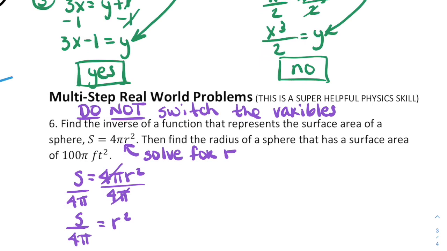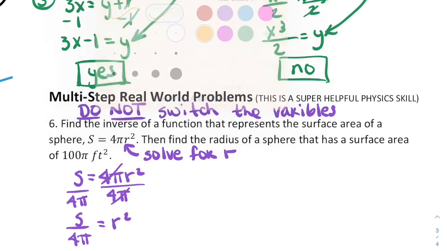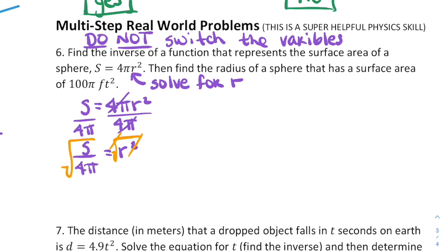Now I need to take the square root. Let's use orange. Take the square root of both sides so that these cancel, and I'm left with square root of s over 4 pi is equal to r. Now let's think about that for a second. Normally at this point we would put in a plus and a minus in front of that square root sign, because when we take the square root of both sides we have to account for positive or negative values.